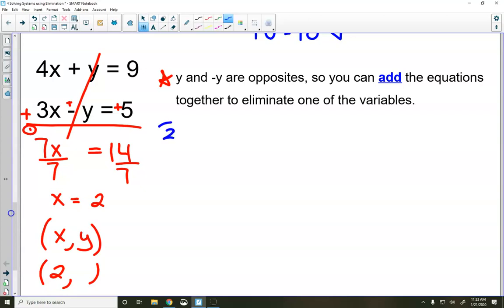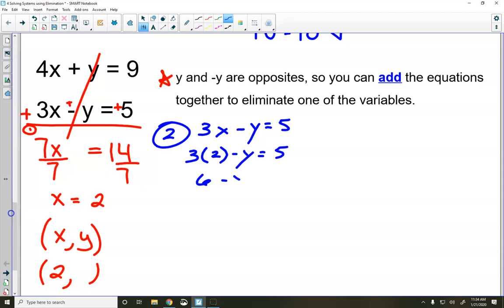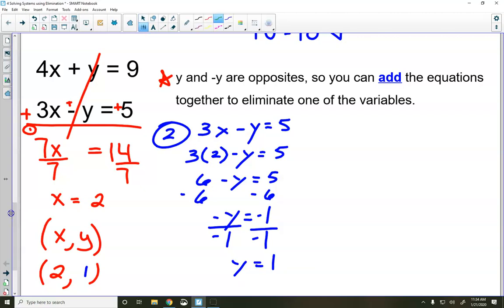Part 2. Top or bottom, Colton? Bottom. Alright, so we're going to take the 3x minus y equals 5, and we're going to substitute in 2 for x. So 3 times 2 minus y equals 5. 6 minus y equals 5. Subtract 6. Subtract 6. We get negative y equals negative 1. Divide by negative 1. Divide by negative 1. Y equals 1. So our answer should be 2 comma 1. We solve for x first, so we plug it into one of the equations and solve for y.